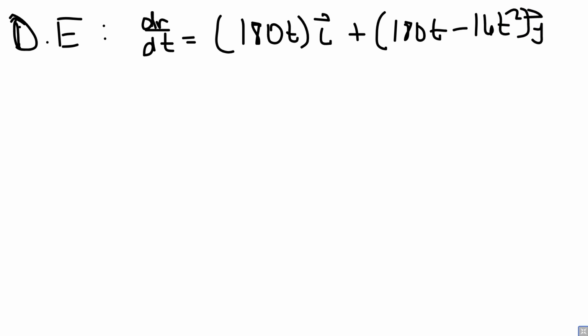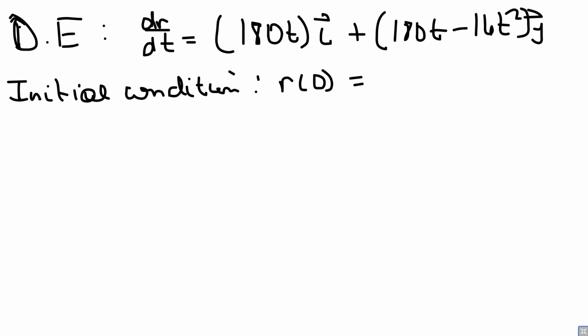Okay, and then our initial condition is that r of 0 is equal to 100 in the j direction. Okay, so the way this is going to work is that we're going to take the differential equation.